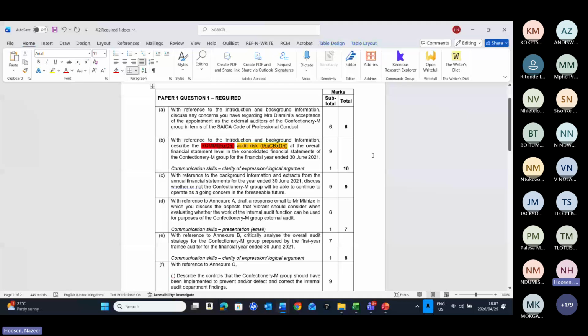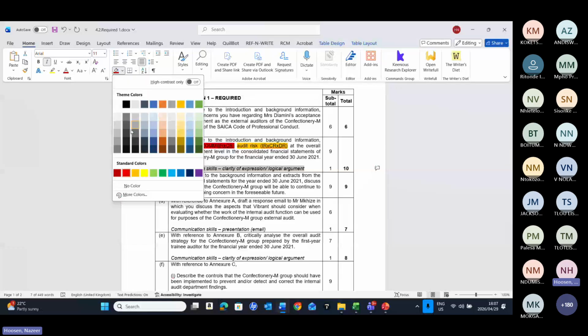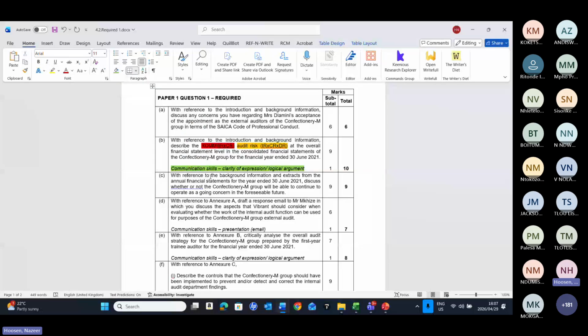For part C, with reference to the background information, here the difference is that they ask us to utilize the background information, as opposed to part A and part B, which made reference to the background information as well as the introduction. So it was quite specific in terms of making reference to that type of information. With reference to the background information in extracts from the annual financial statements, so we also have the extracts. In this instance, there were two aspects.